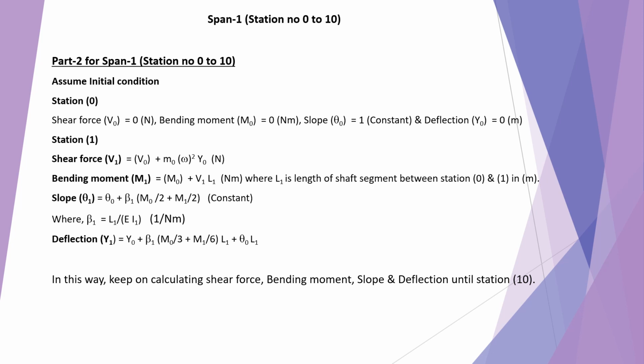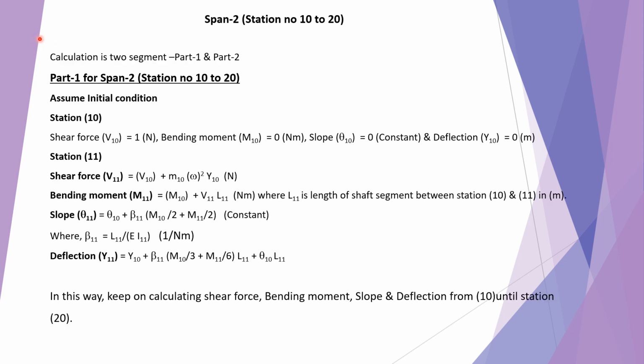So in this way, we keep on calculating shear force, bending moment, slope and deflection until station number 10. Now for span number 2, that is station number 10 to 20.